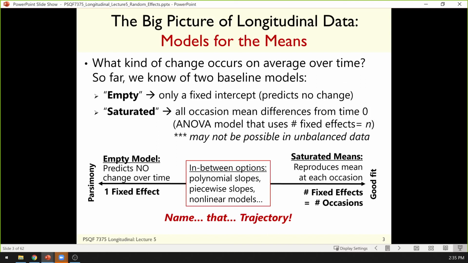Questions. When I say empty, there is still one parameter estimated, the intercept? Yes, the fixed intercept in particular. So it is empty with respect to no time predictor being included. Empty models always have an intercept, a fixed intercept at a minimum. That just allows the total mean for the outcome variable to deviate from 0. Okay, with me so far?